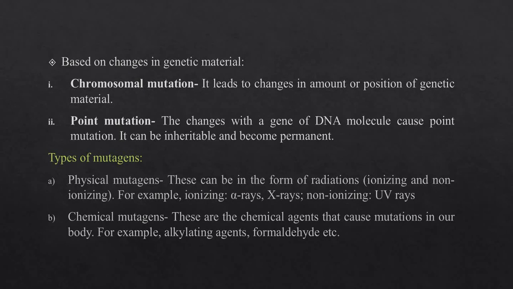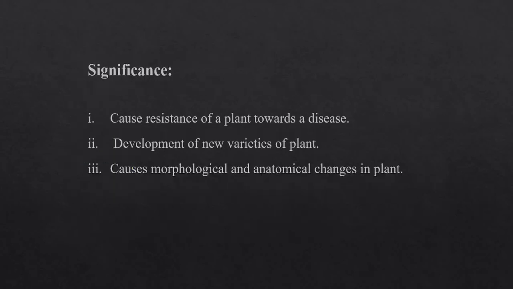So, what are the types of mutagens that cause these mutations? They are classified into two. First one is physical mutagens and second one is chemical mutagens. Physical mutagens are present in the form of radiations that can be ionizing and non-ionizing. The examples of ionizing radiations or mutagens is alpha rays or X-rays, while of non-ionizing is UV rays. Then coming to the chemical mutagens, these are certain chemical agents that cause mutations in our body, for example formaldehyde or alkylating agents.